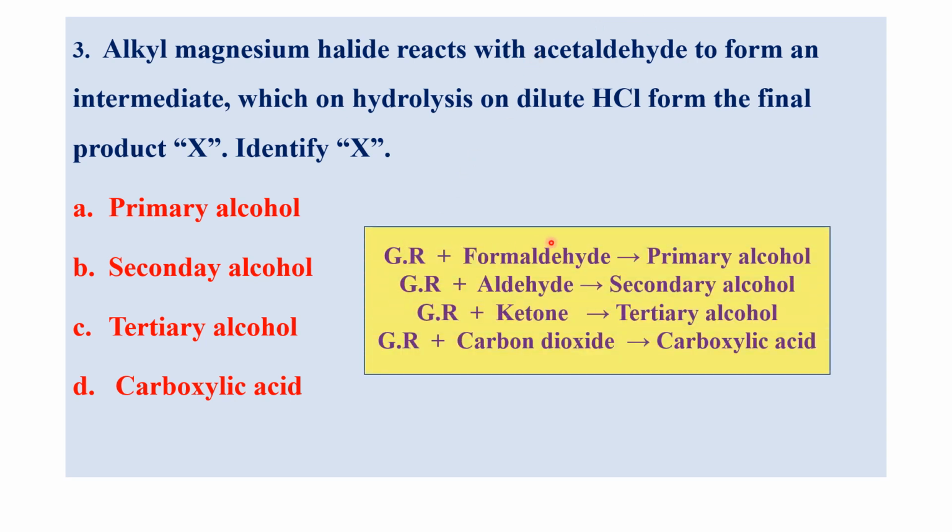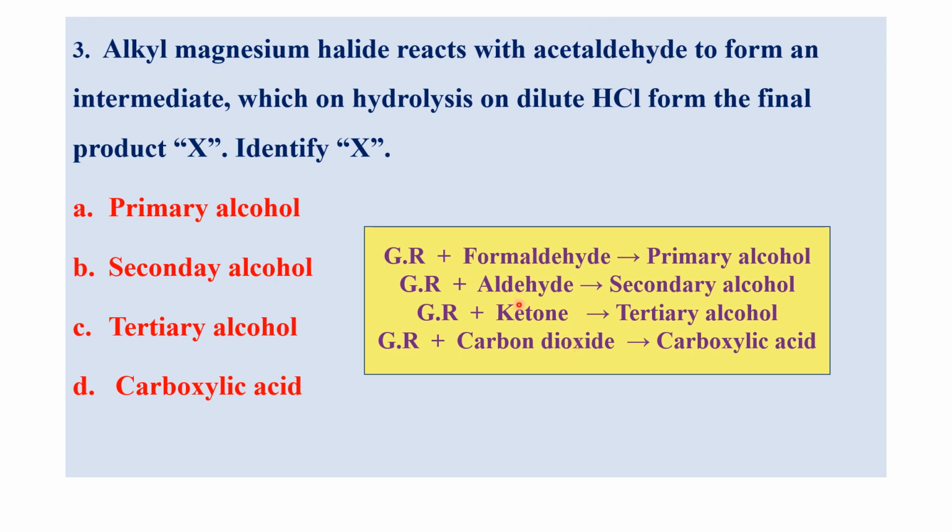Grignard reagent, when reacted with formaldehyde, will produce primary alcohol. Grignard reagent, when reacted with an aldehyde other than formaldehyde, will produce secondary alcohol. Grignard reagent, when reacted with a ketone, will produce tertiary alcohol. And Grignard reagent, when reacted with carbon dioxide, will produce carboxylic acid. So all these products are formed by reacting a Grignard reagent with these compounds. Now the question is about the reaction of Grignard reagent with acetaldehyde, that is an aldehyde.